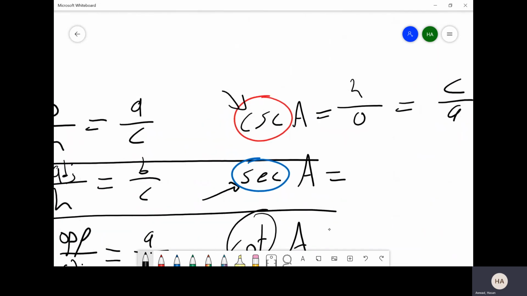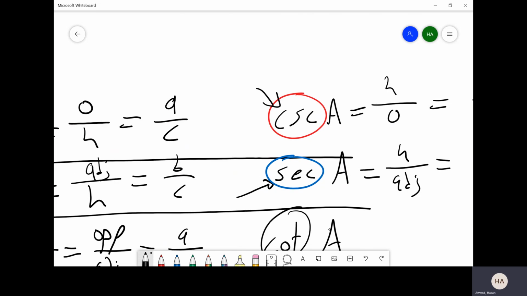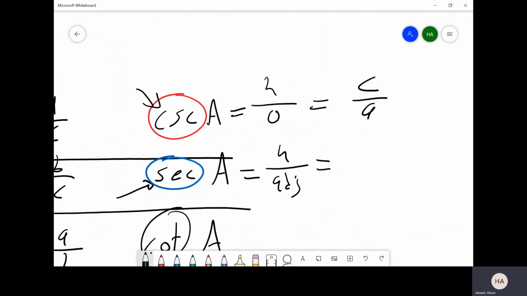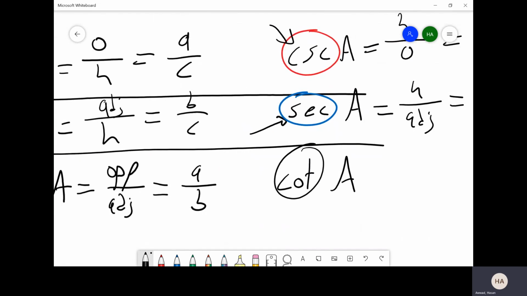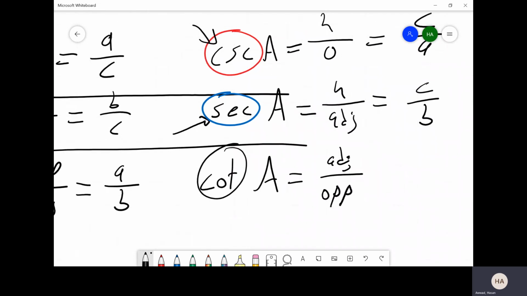For secant, same idea. Instead of adjacent over hypotenuse, it's now hypotenuse over adjacent. So instead of side b over side c, now it's going to be c over b. And last but not least, for cotangent, same idea. Instead of opposite over adjacent, it's now supposed to be adjacent over opposite. And this tells me that instead of a over b, it should be b over a.